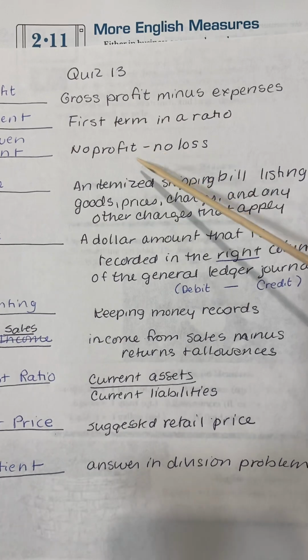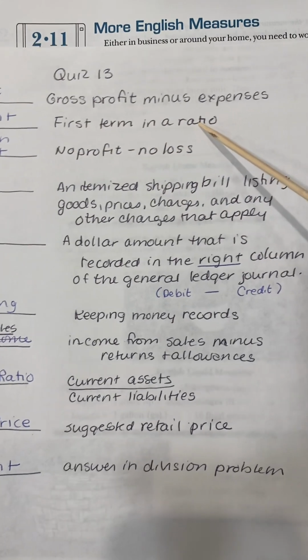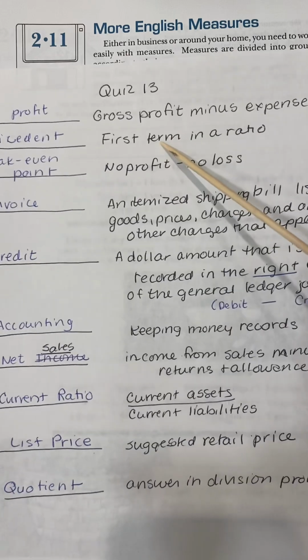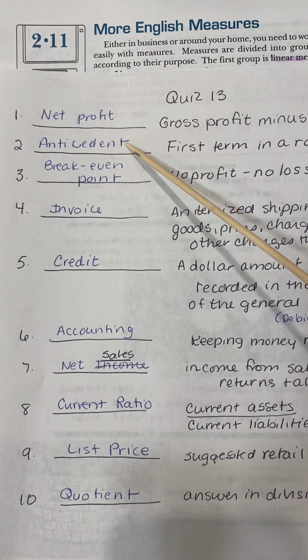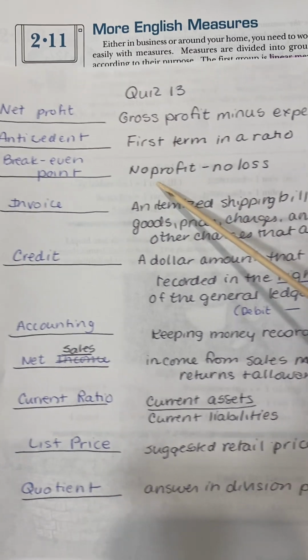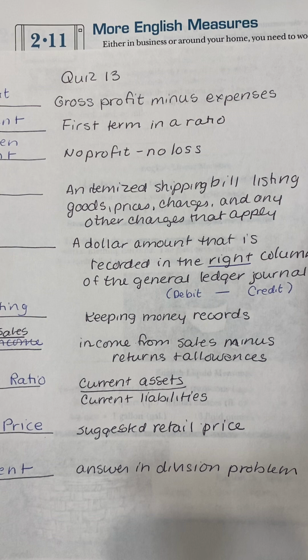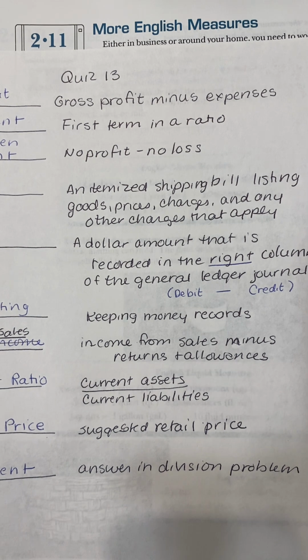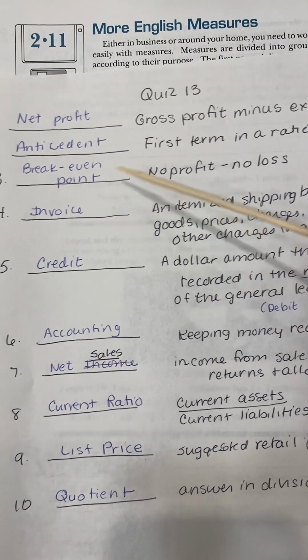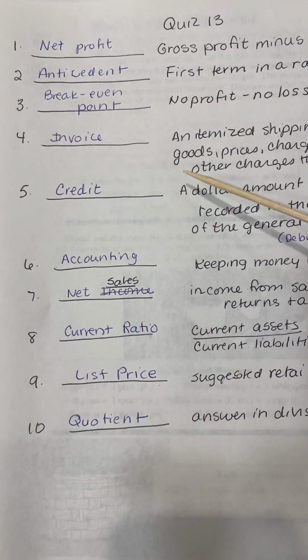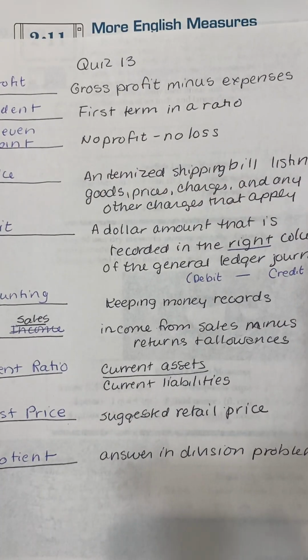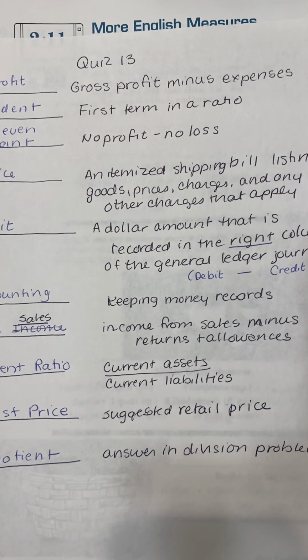The next one says the first term in a ratio, you should know that by now, is the antecedent. Ante means first, so it's the antecedent. A-N-T-E-C-E-D-E-N-T. And so no profit, no loss. If you haven't made a profit yet, but you haven't made a loss, you're going to be at your break-even point. No profit, no loss is your break-even point. Test question. Going on, an itemized shipping bill listing goods, prices, and any other charges. That's the bill that you get, right? You guys know that's called an invoice.